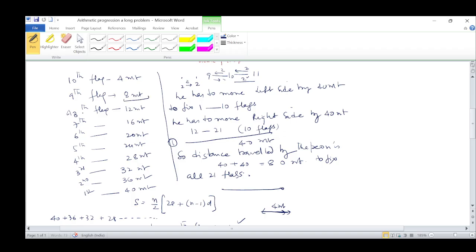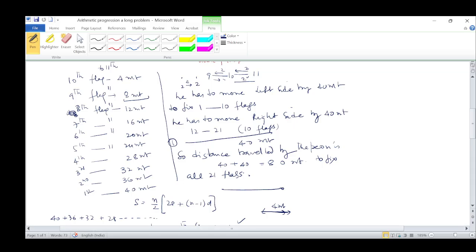Similarly, 9 to 11, 8 to 11, 7 to 11, 6 to 11, 5 to 11. So the distance will add up by 4 every time. This is how we proceed. The distance for the peon will be 40 plus 48.